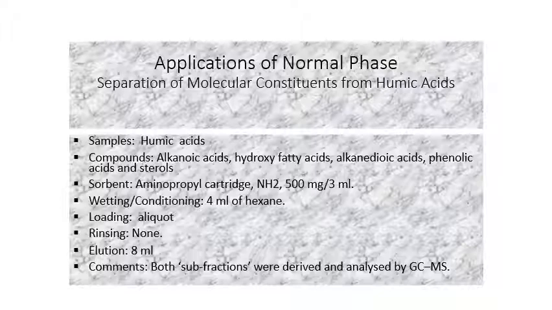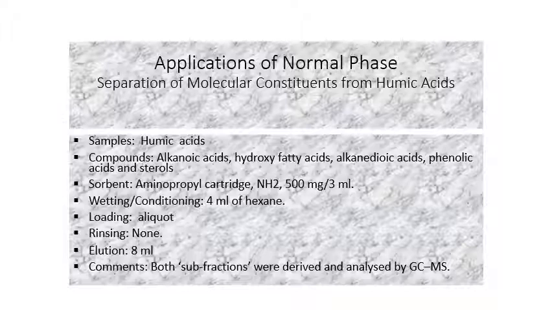the next application is separation of molecular constituents from a humic acid. Sample, humic acid isolated and purified from humic matter obtained from a volcanic soil. Then compounds: alkanoic acids, hydroxy fatty acids, phenolic acids and sterols. Then the next sorbent is aminopropyl cartridge, NH2, 500 milligram per 3 ml.